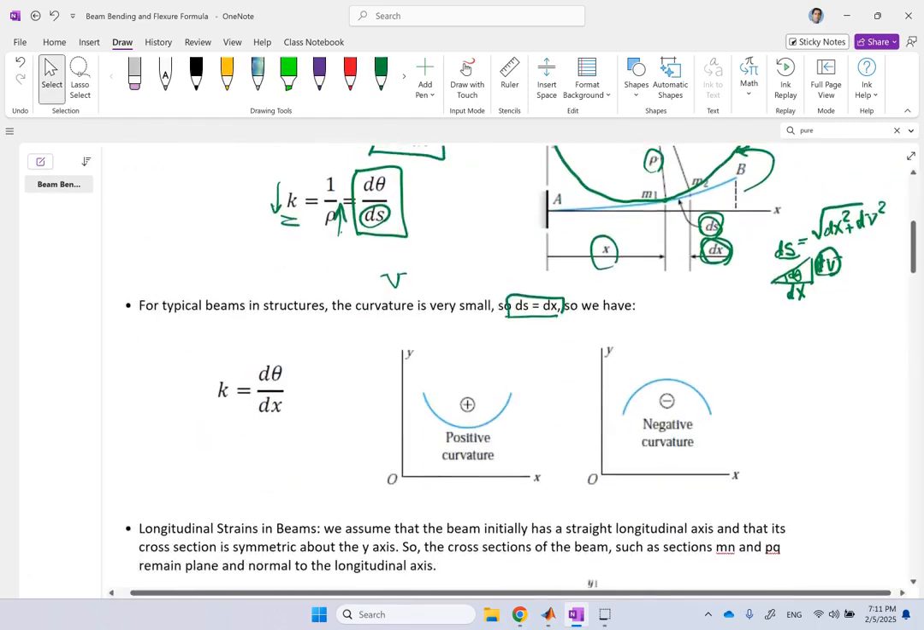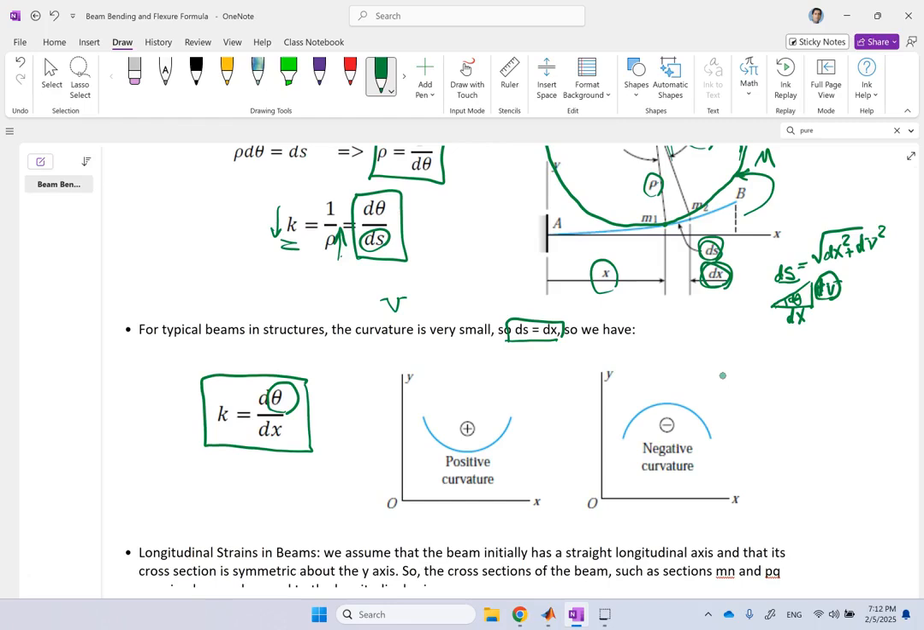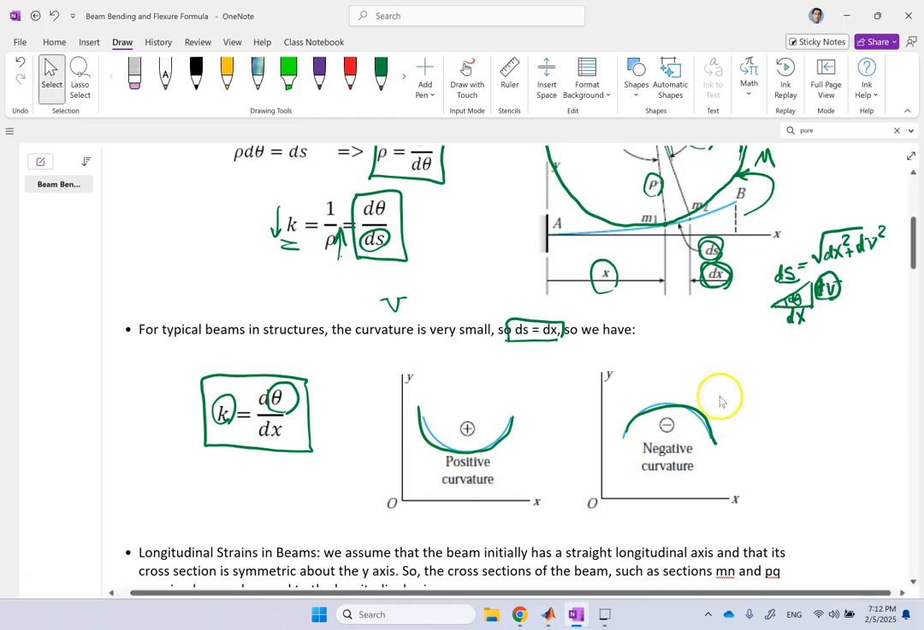If that's the case, then I can say that d theta over dx, which is the change in the angle of deflection, theta, over the location, that is k. By the way, this k can be positive or negative. If it's curving upward like that, k or curvature is positive. If it's curving down like this, curvature is what? Negative. And this is basically the same as the second derivative that you had in calculus.